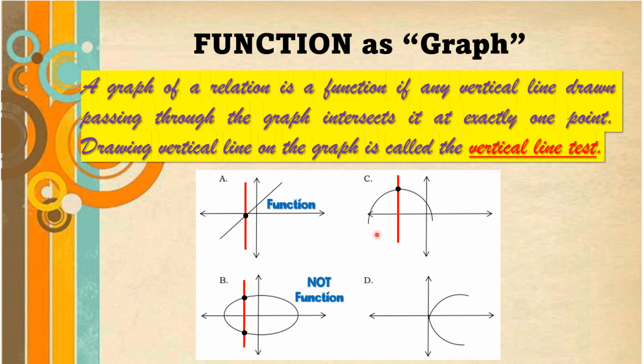On graph C, it intersects at only one point. Therefore, it's a function. And graph D, the line intersects at 2 points of the graph. Therefore, this is not a function. So that's how we identify whether a graph is a function or not.